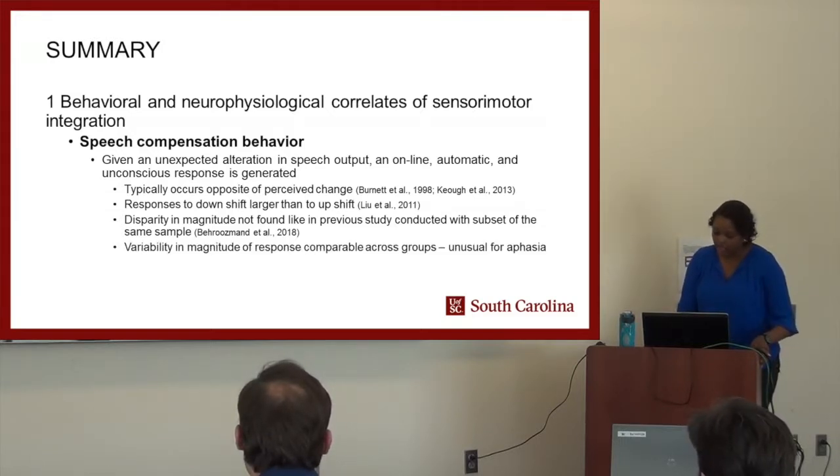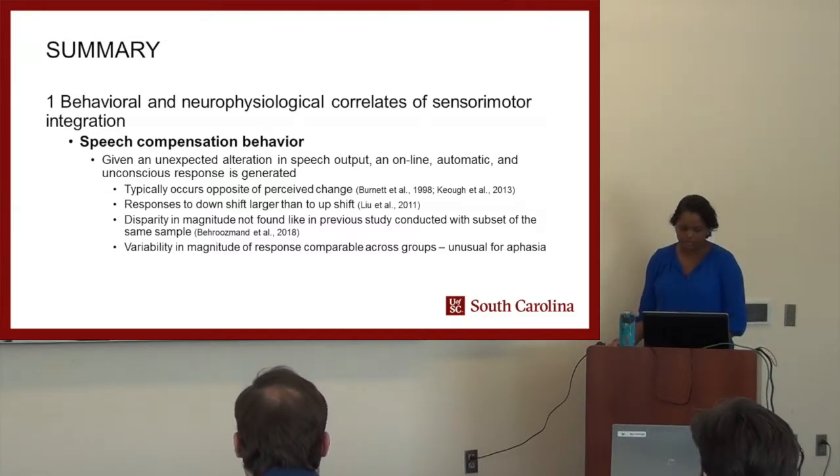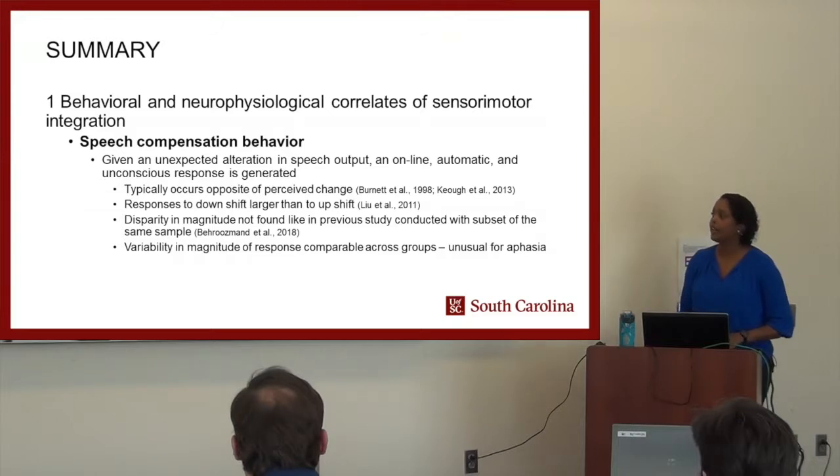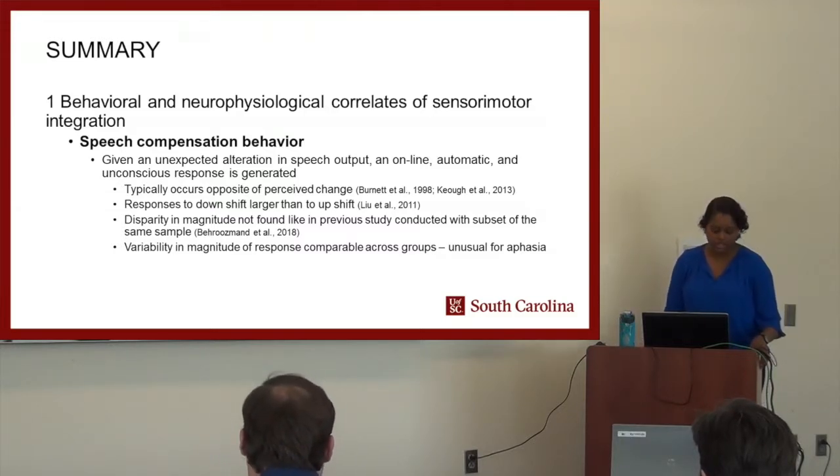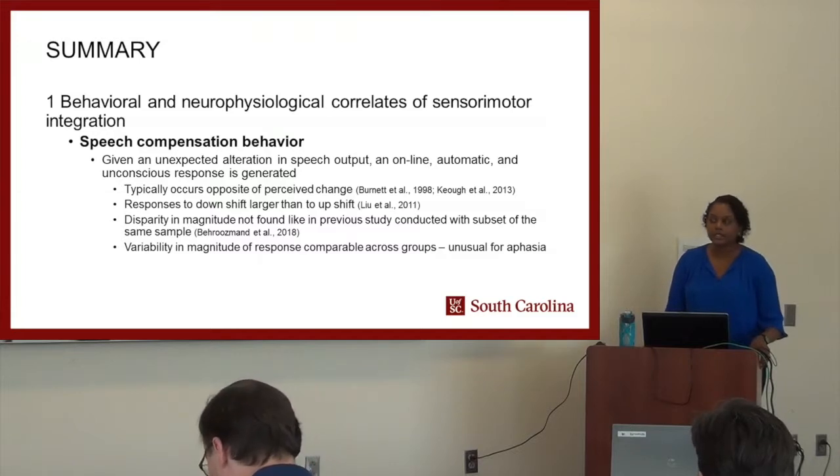And the variability in the magnitude of the response was comparable across groups, which is quite unusual for aphasia. We're always discussing sources of variability in aphasia, things like lesion size or lesion location and how that impacts performance. But it seems that here those factors play less of a role.